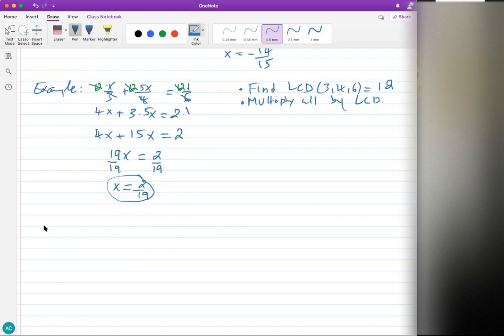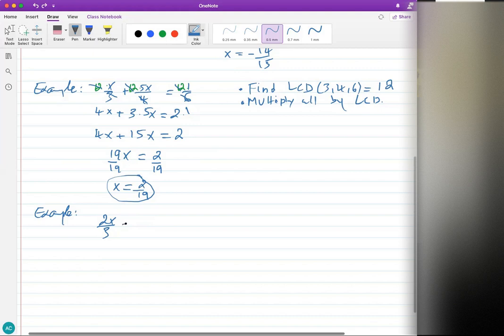We're gonna do another one like that. Okay, let's do another example like this. So let's say 2x over 3 minus 1/6. Maybe x over 9 here.